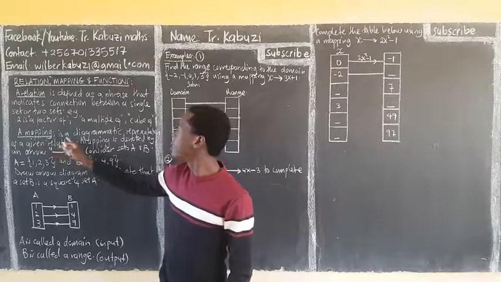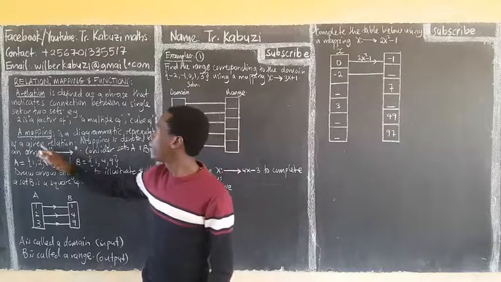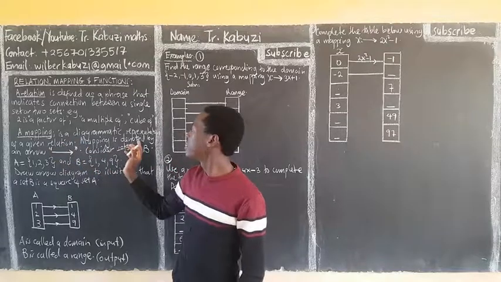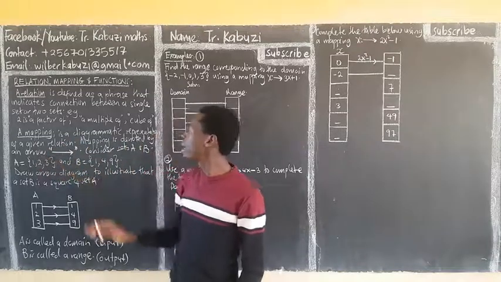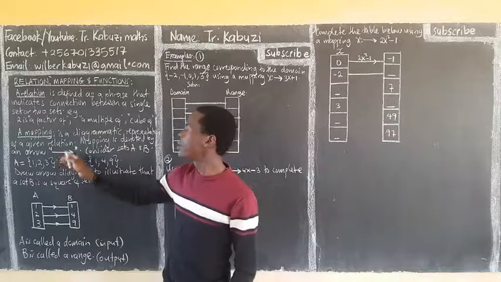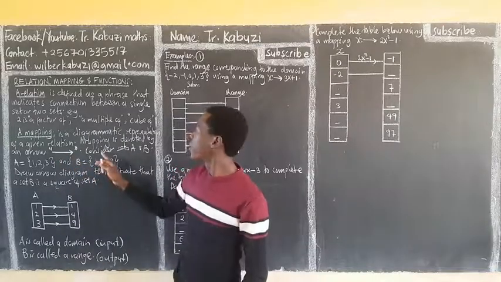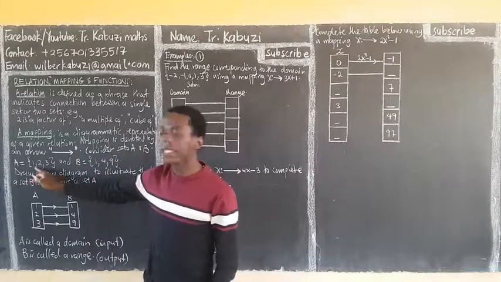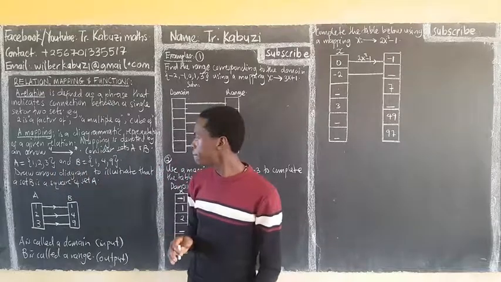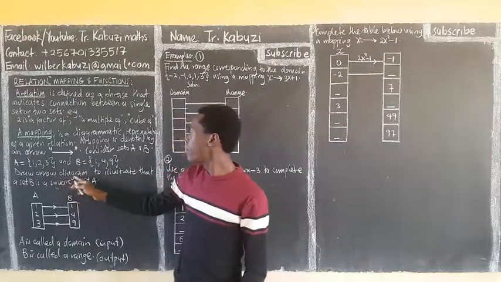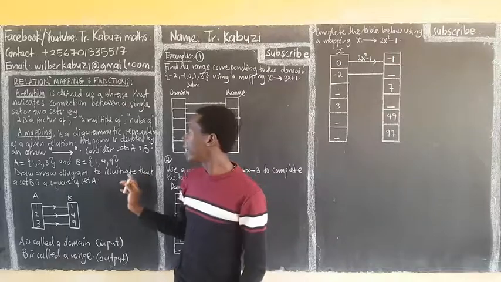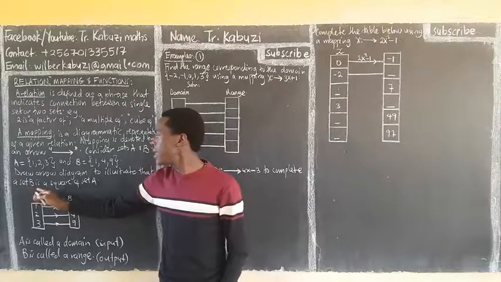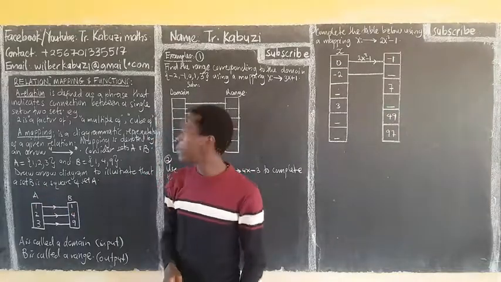Then mapping is a diagrammatic representation of a given relation. Mapping is denoted by an arrow like this. So whenever I say this one, it's a mapping. Then consider sets A and B, where set A is this, then B is this. Draw an arrow diagram to illustrate that set B is a square of set A.